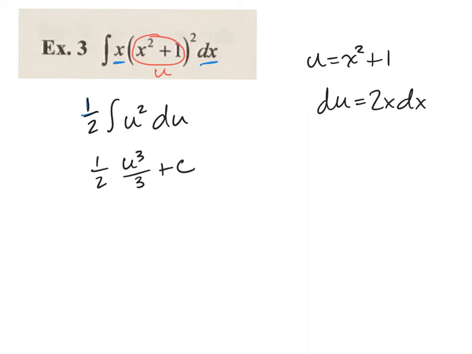And then we're going to do two things. Let's go ahead and replace u with x squared plus 1. And then I'm going to simplify this a little bit. So we would have x squared plus 1, all of that cubed, all over 6. What I did is I multiplied these denominators together. 2 times 3 is 6. And then don't forget your plus c.